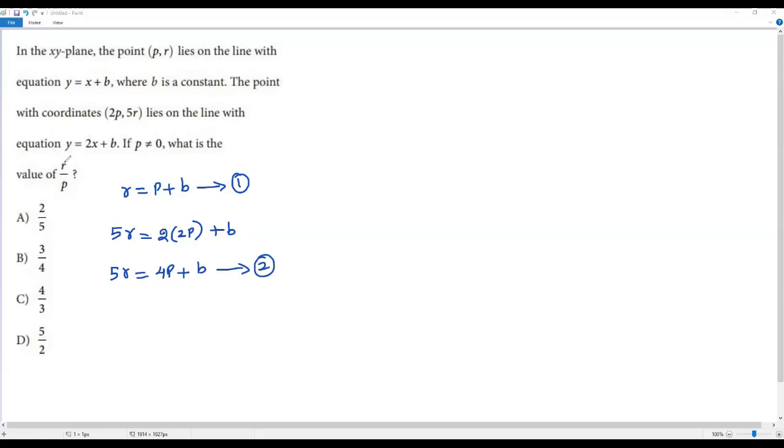Our aim is to get the value of r over p. But in both equations, apart from r and p, we have another constant b. So now we have to get rid of this constant b. What should I do? If I subtract the two equations, I can eliminate b. So I'm going to subtract the first equation from the second equation. Let me write the second equation as it is: 5r equals 4p plus b.